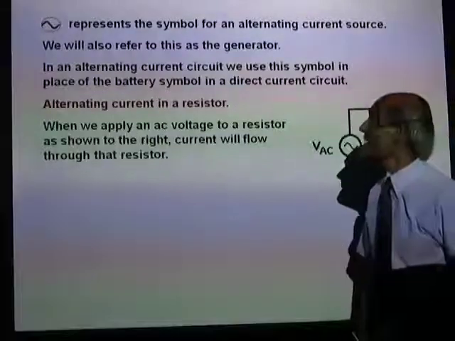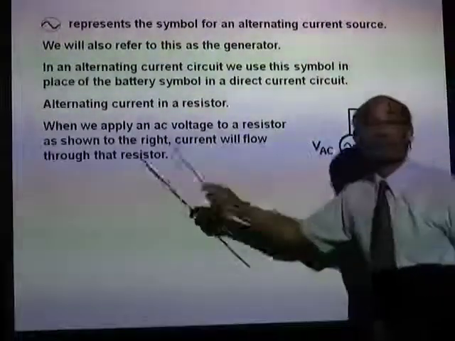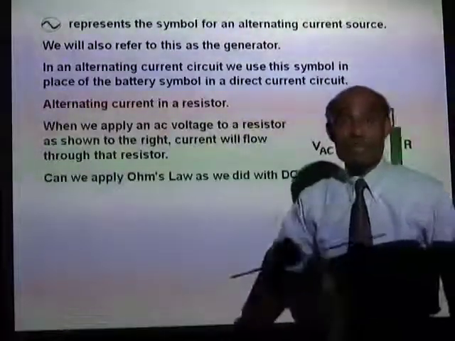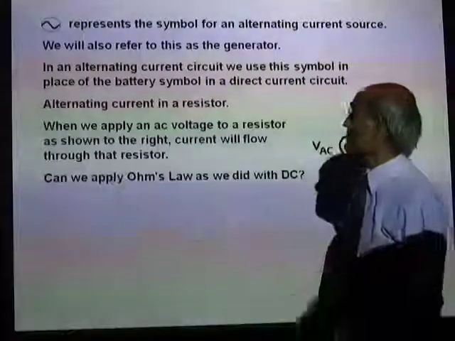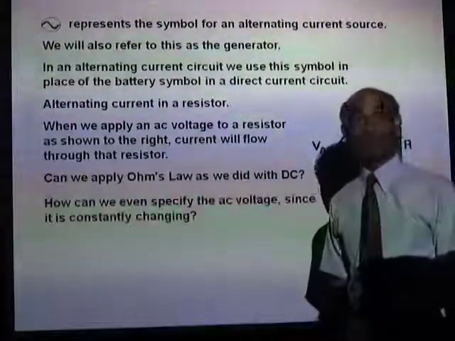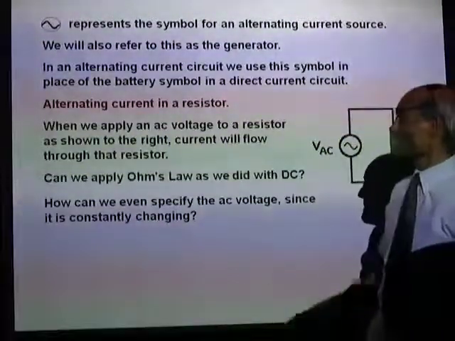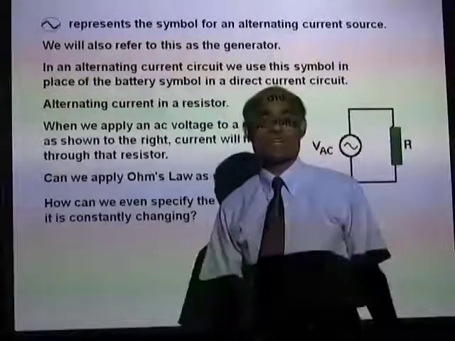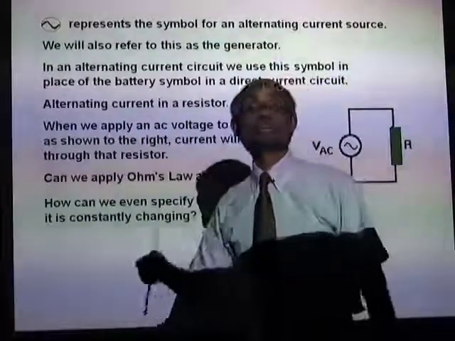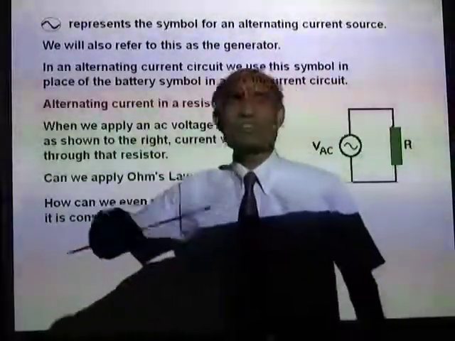When we apply an AC voltage to a resistor, the current will flow through the resistor. But remember that current will be varying and alternating. Can we apply Ohm's law as we did with the DC? Well, how can we even specify the AC voltage since it is constantly changing? Therefore, before we talk about this, we need to talk about how we deal with such a changing voltage.